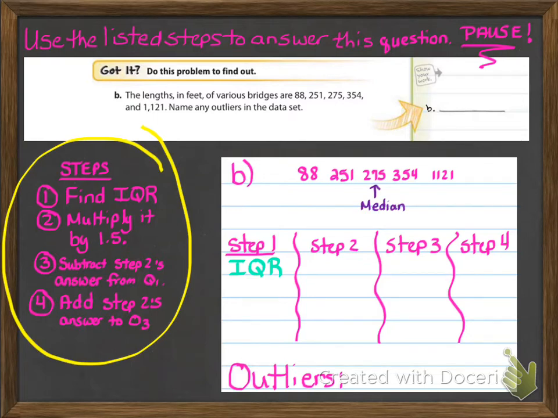So go ahead and pause the video right now to find the final answer for this problem, which is to name any outliers that are in this data set. Now remember, it's possible to have more than one outlier, but it's also possible that you would not have an outlier as well.